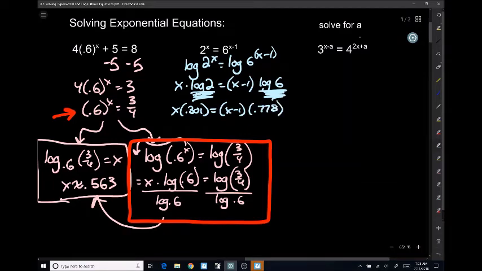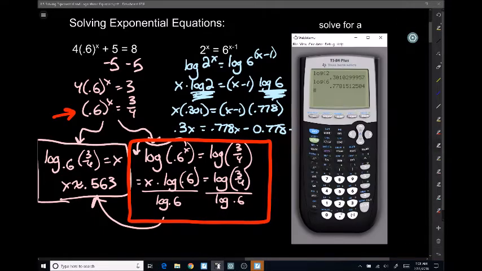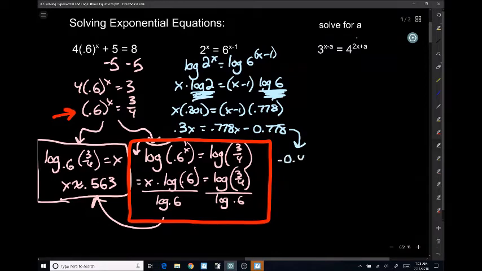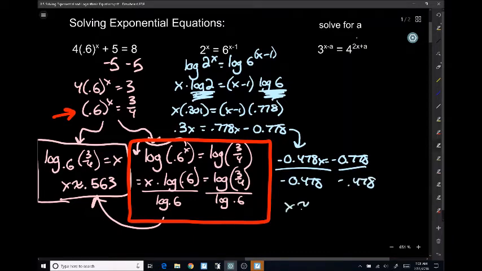And this is now just a linear equation that I want to solve. I have 0.3x, I'll call it, equals 0.778x minus 0.778. I'm going to get the x's together, so I'll start coming down here. I'm going to subtract 0.778x from both sides. So I do 0.3 minus 0.778. And that gives me negative 0.478. Divide both sides by negative 0.478.